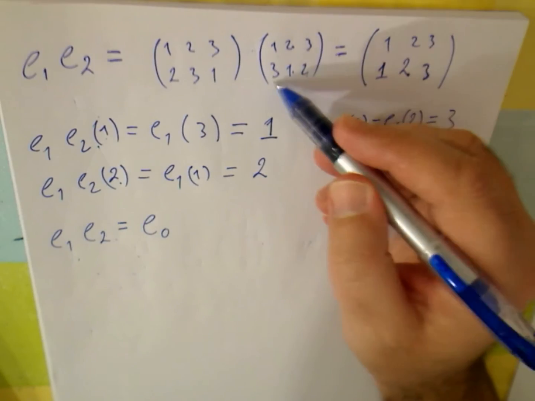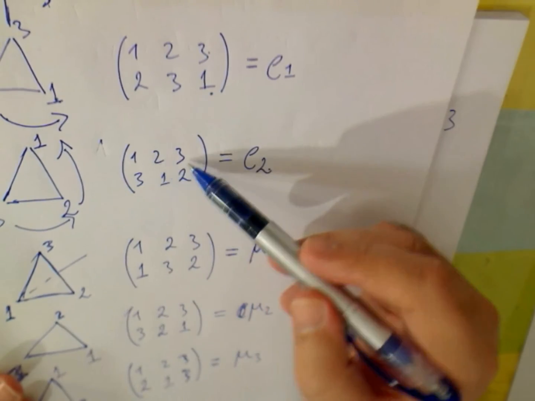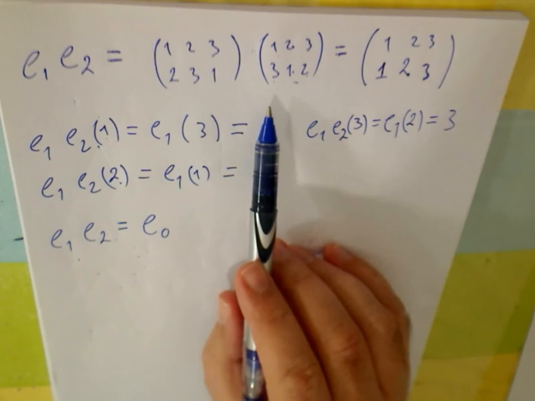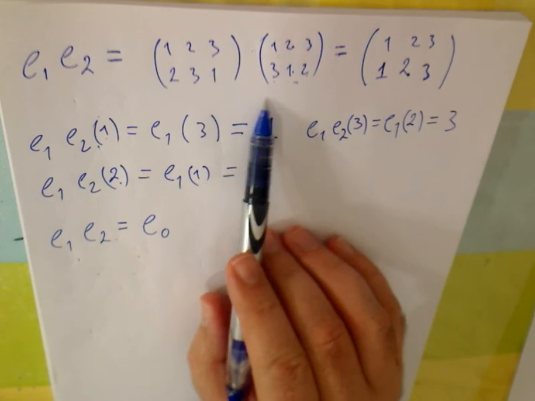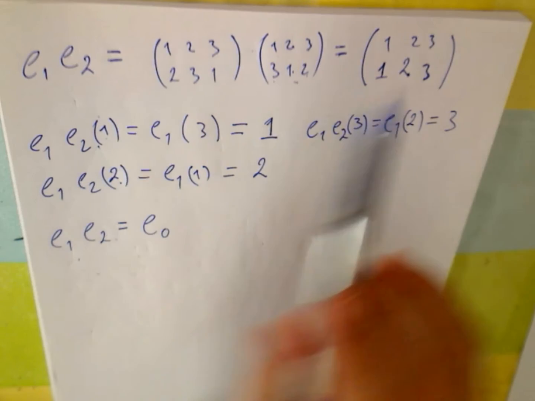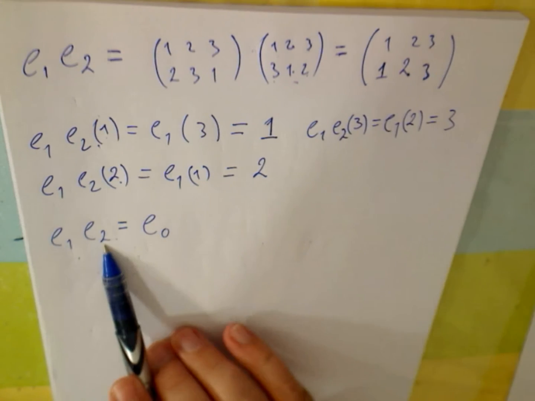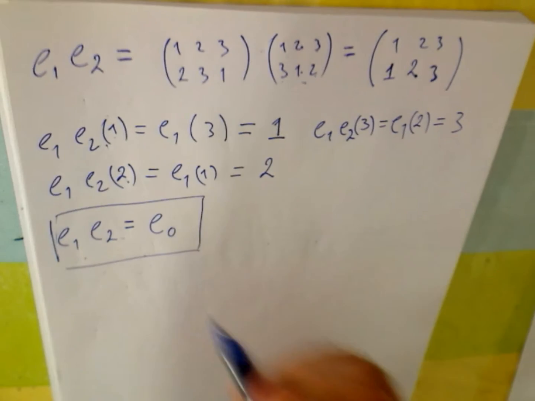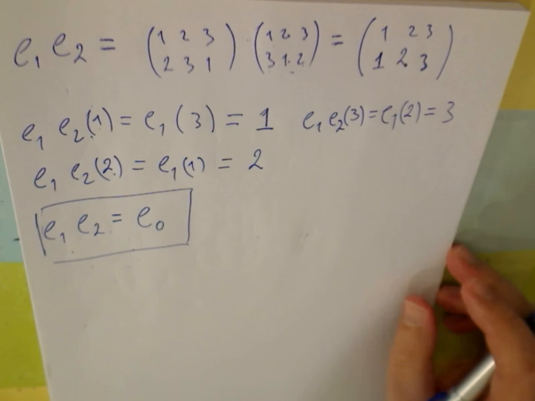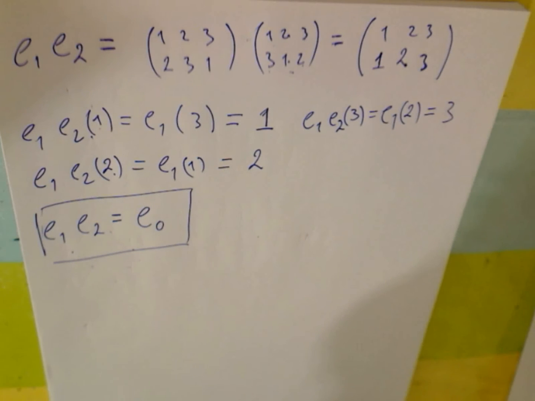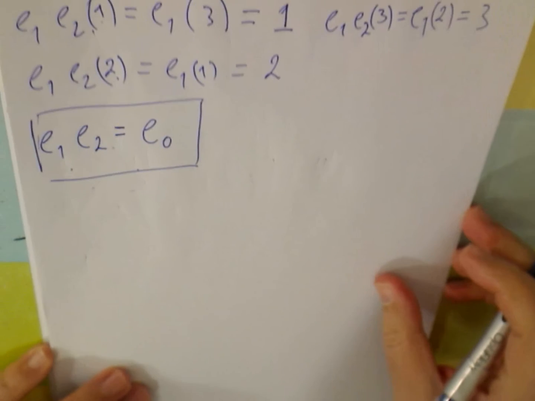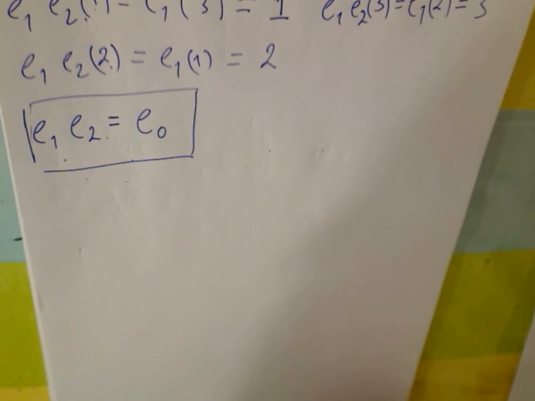This is R2, 1, 2, 3, 3, 1, 2. And when we made the composition for R1 times R2, we got R0. Okay, we got R0. Now, this is the more challenging part of this, to make a table for this.